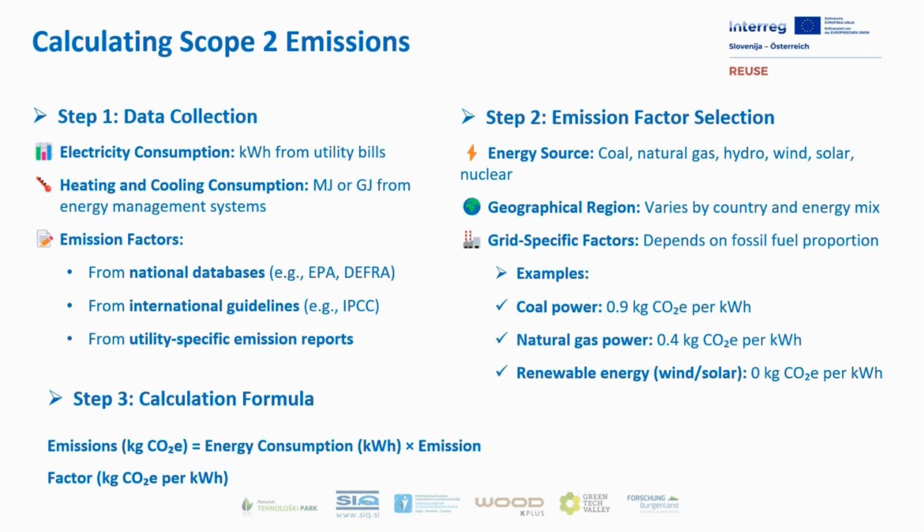And just to give you a sense of the range, electricity generated from coal might have an emission factor around 0.9 kilograms of CO2 equivalent per kilowatt hour. From natural gas it is lower, about 0.4 kilograms per kilowatt hour. And from renewable sources like wind or solar, the emission factor is usually 0 or close to 0.